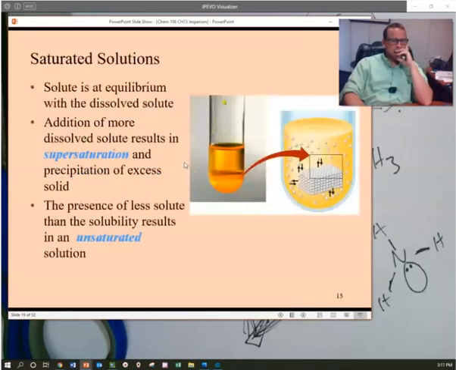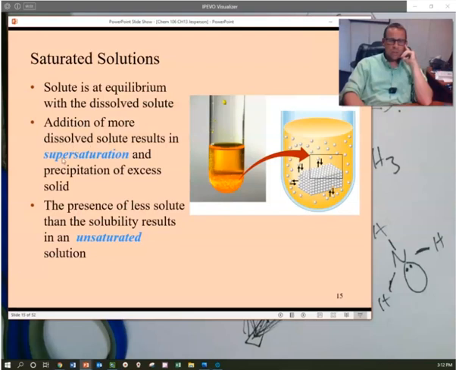Okay, so we talked about the saturated solutions being in an equilibrium, where you have a solid here, and the solid is dissolving into the solution. At the same time, the dissolved molecules or atoms can also come back to the solid. And so there's a constant change of the molecules that are in solution compared to the ones that are still in the solid phase. All right, saturation.